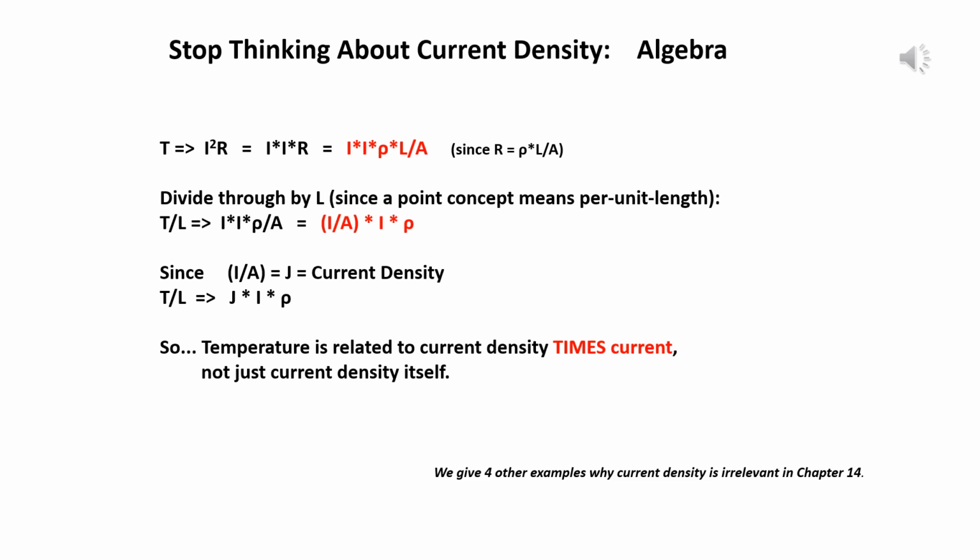This is not a clean or pure equation in current density. It is an equation in current density times I, which is also a part of current density. It is not a clean equation, and therefore it shows that the temperature per unit length along a trace is not purely related to current density.